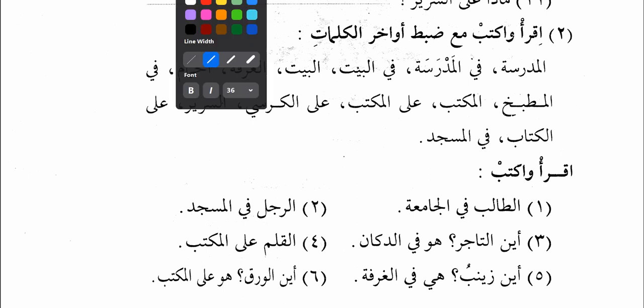Question number 2. Iqra wa uktub. What is the meaning of Iqra wa uktub? Read and write, and both are commands. Ma'a dabt awakhir al-kalimat: as you know, you have to put the harakas on the last letter of the noun, and you should know all the rules by now about the harf jar and everything. So let's see. Al madrasah. You see there is a lam tarif and there is nothing before the noun, so it will be in marfu case with a single dhamma.